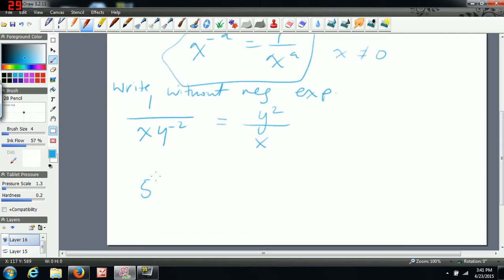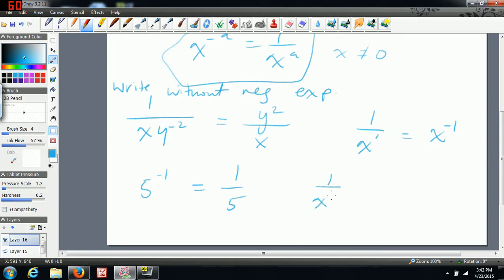Or if you have 5 to the negative 1, you could write that as 1 over 5 to get rid of the negative exponent. And you could work backwards as well. If you've got a fraction and you want to write it as an exponent, you could write it like this. If you had 1 over x and you wanted to write it just with the base of x, you could write this, and there's a 1 here. You would write this as x to the negative 1. Okay? So you can go back and forth with that rule.